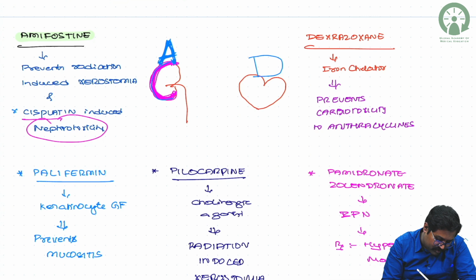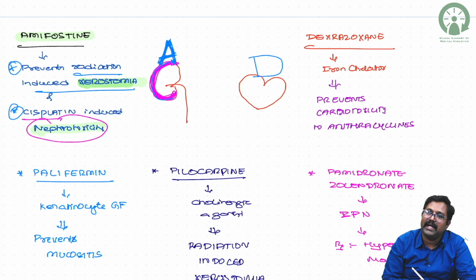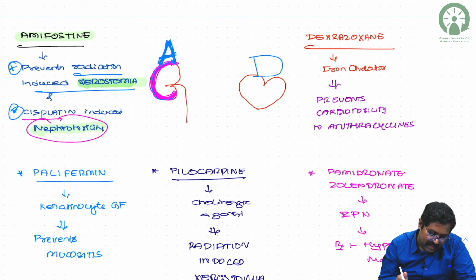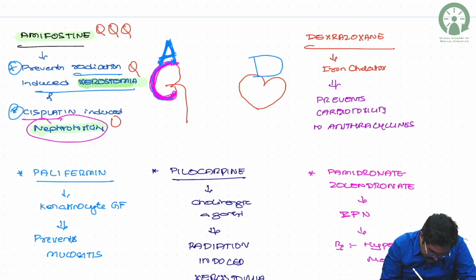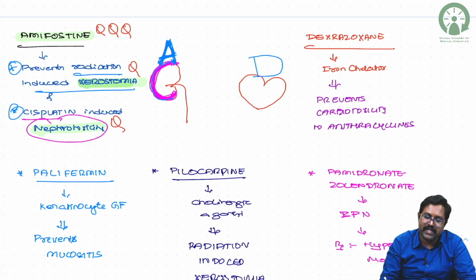So this is one use. Apart from this, it is also used for preventing radiation-induced xerostomia. Please remember, radiation-induced xerostomia and cisplatin-induced nephrotoxicity. This is very, very important, and has been asked many times in your exam: amifostine for xerostomia as well as the cisplatin-induced nephrotoxicity.